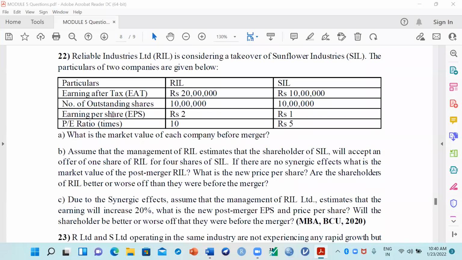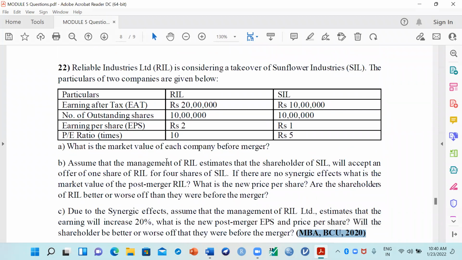Next, let us solve question number 22, case study problem 1. Very important problem. It is a 2020 question paper, last year they asked this problem. Let us see how the calculation goes on.